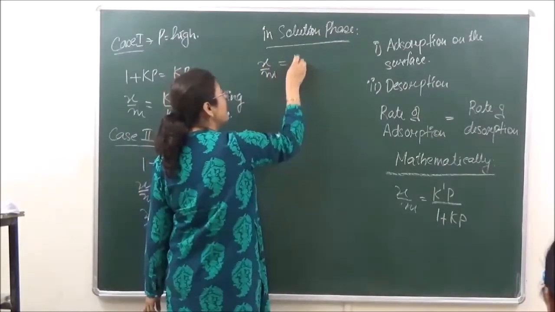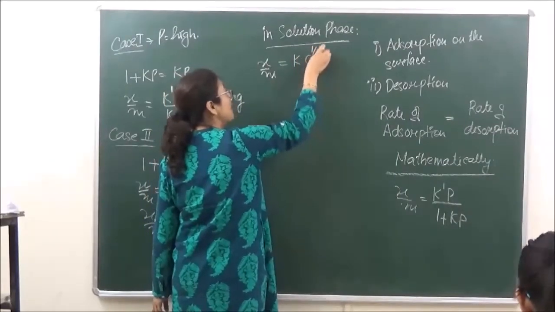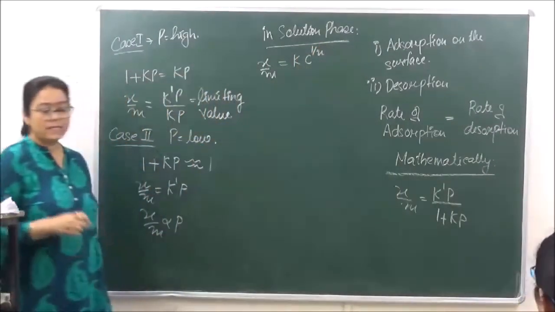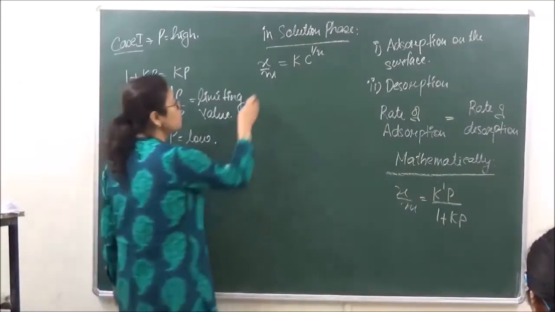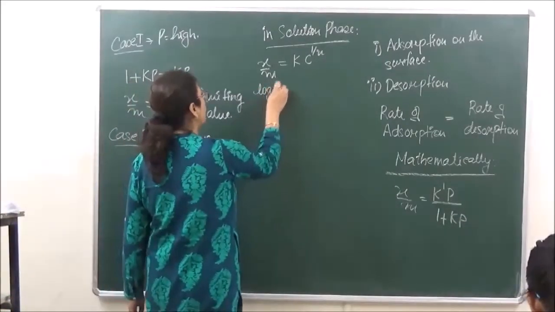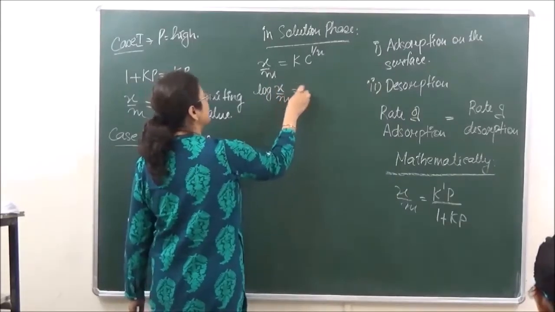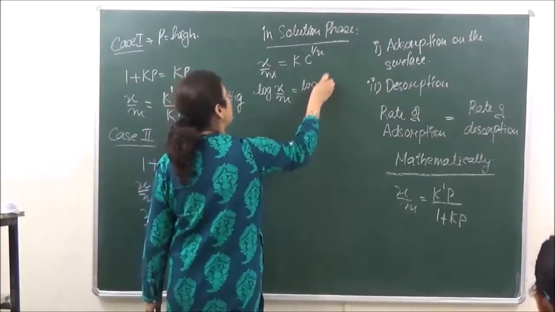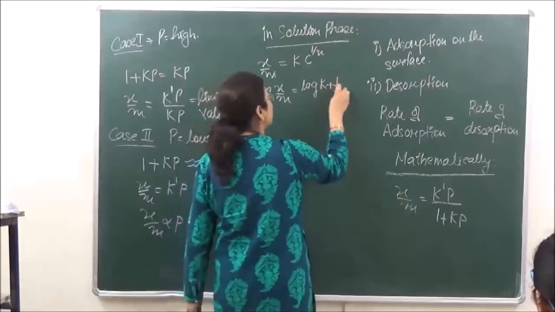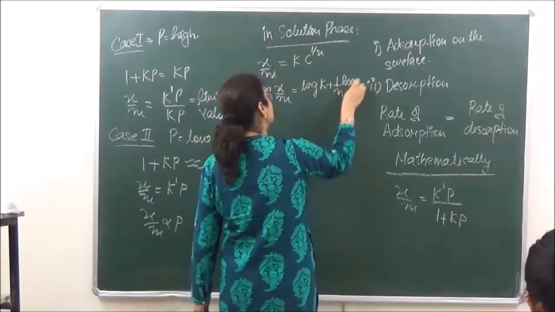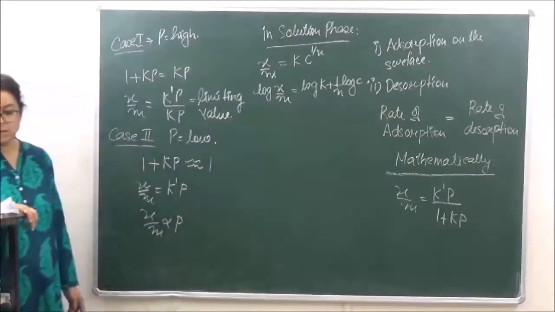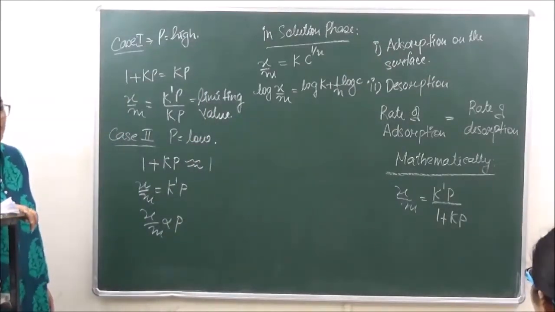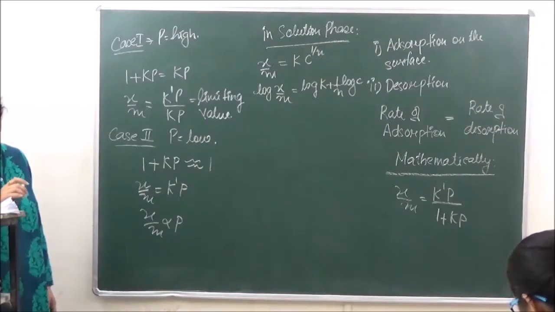In case adsorption is taking place in the solution phase, then the extent of adsorption x by m can be given as kc raised to power 1 by n, where c is the concentration of the solution. Applying log on both sides, what will we get? Log of x by m is equal to log of k plus 1 by n log of c. Okay? These were the isotherms.